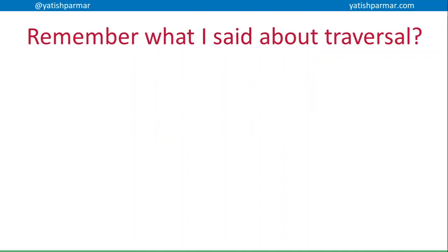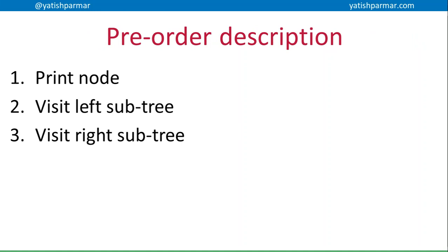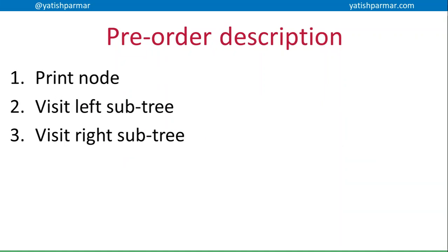Now, if you remember what I said about the depth-first traversal in the theory, it is recursive in nature. So the algorithms for these are very, very simple, and much more elegant, perhaps, than the breadth-first traversal. In terms of the pre-order, we want to print the node, then visit the left subtree, then visit the right subtree, because remember the print is taking place first.